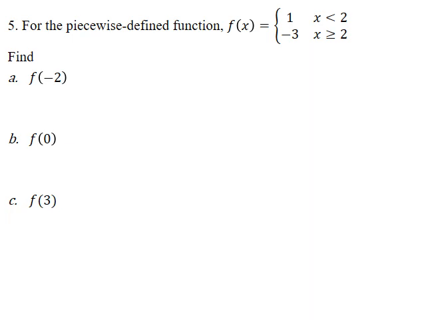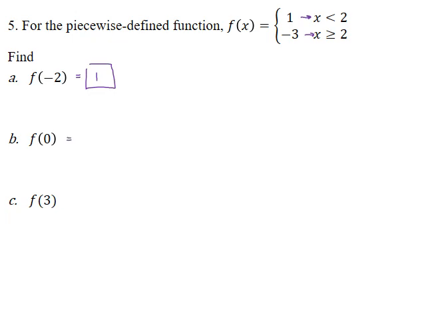So as you can see in this first one, it is defined as being 1 if x is less than 2. So anytime x is less than 2, you have to let it be 1. And if x is greater than or equal to 2, then you have to let the answer be -3. So look at our three choices here. On part A, it says find f of -2. Well, which one of these does it fall into? -2 is less than 2, so therefore it falls into the first category, so I know that my answer is 1.